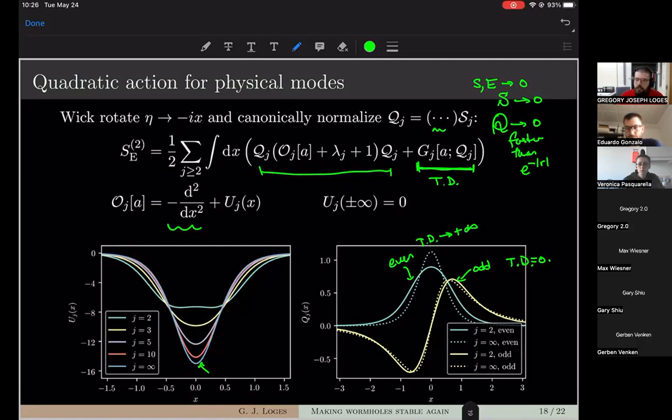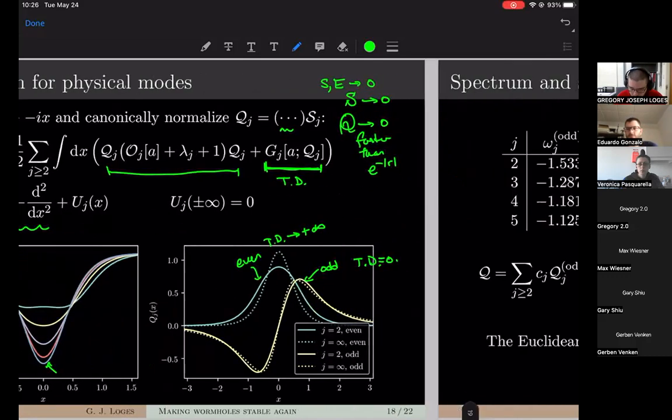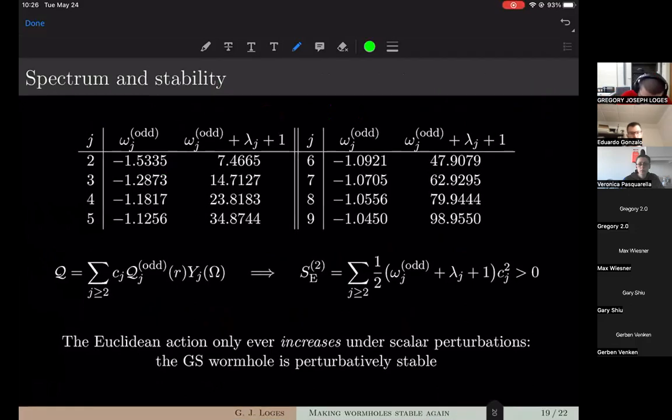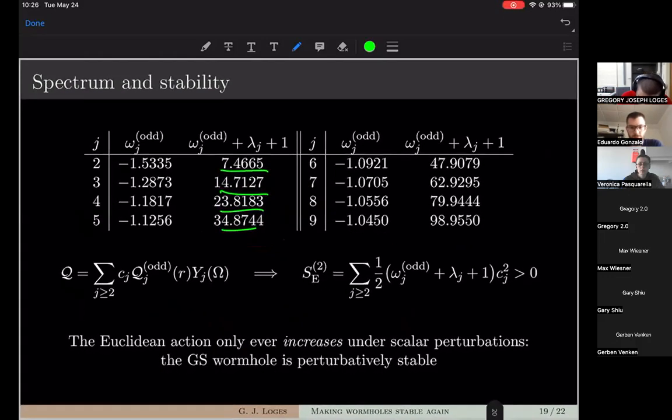And so you can imagine turning on some of these perturbations. If you turn on the even mode, then the action gets very large, more positive than it was for the symmetric background. And if you turn on the odd perturbation, there's a finite change to the action. And indeed, we can find these eigenvalues numerically, and then we know the exact solution as j gets large. And all of these eigenvalues are positive. So the details, of course, don't matter too much here. Just the fact that they're positive is enough. So whenever you turn on these odd perturbations, the action increases. And so we conclude that the GS wormhole is stable. It's a minimum of the action.